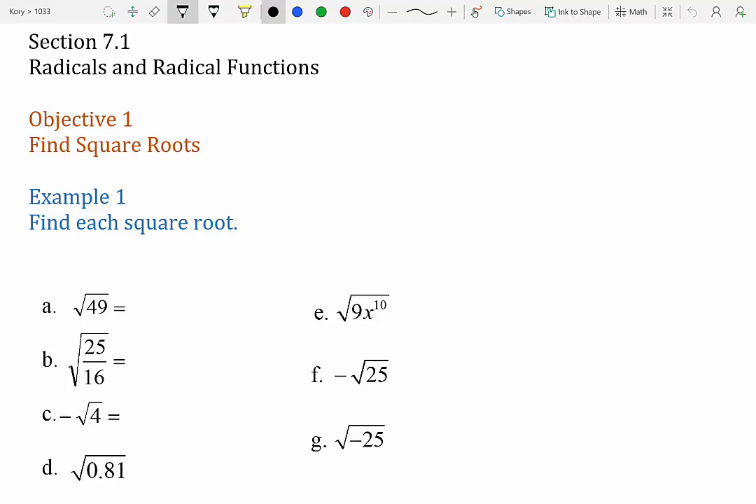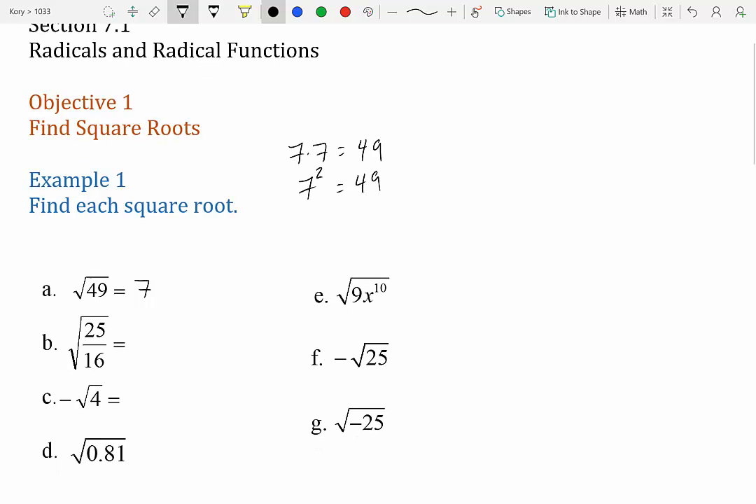Remember, square root is the same number multiplied by itself gives something. So for 49, the square root is 7. It's 7 because 7 times 7 is 49. That's also 7 squared is 49.